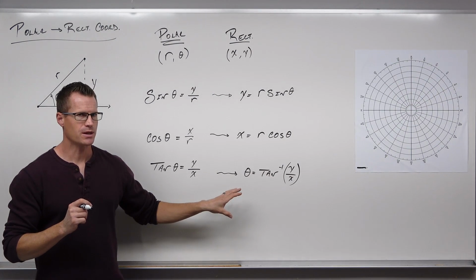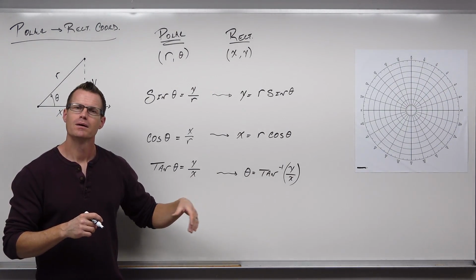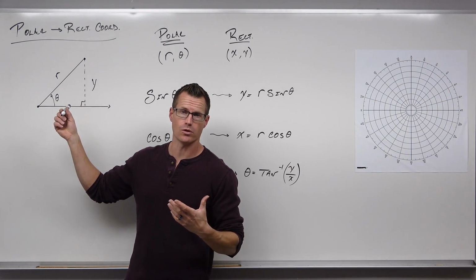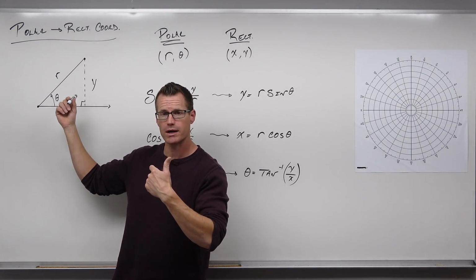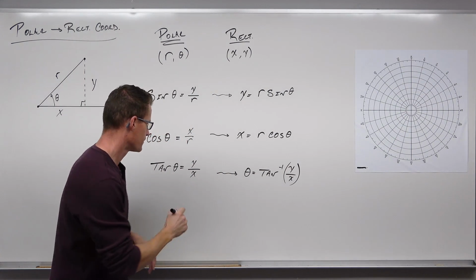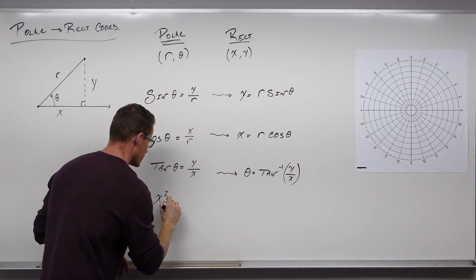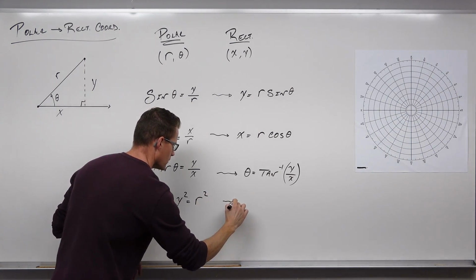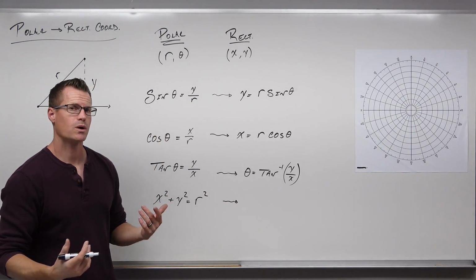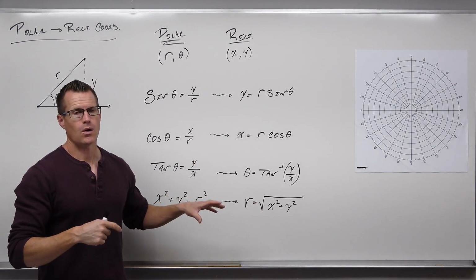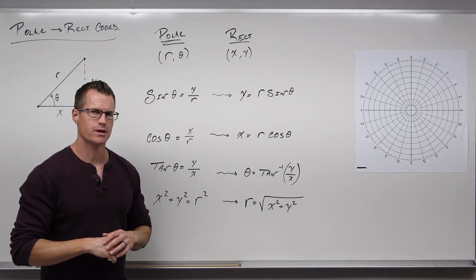But you might also be thinking, where does the r come in? Well, because this also creates a right triangle, the Pythagorean theorem works. X squared plus y squared equals r squared. Leg squared plus leg squared equals hypotenuse squared. You can do that. And so if you took a square root on both sides, we would end up getting r equals the square root of x squared plus y squared.